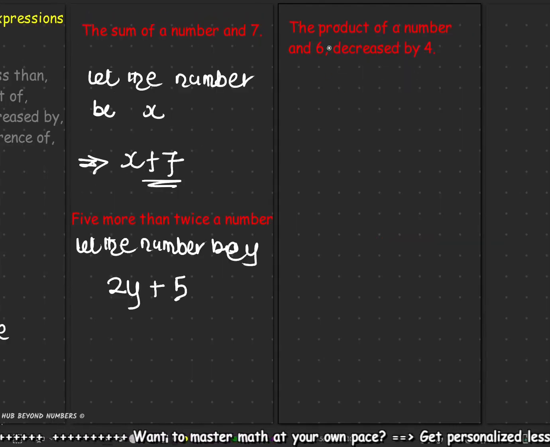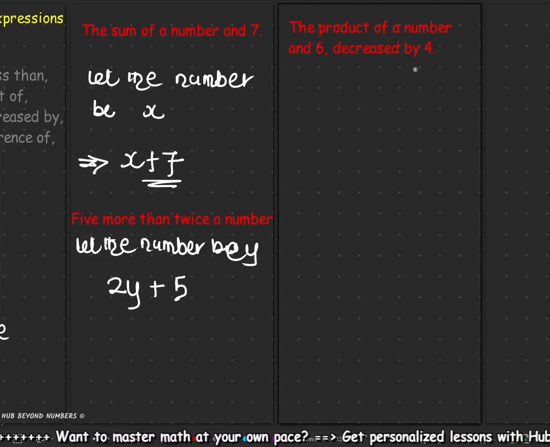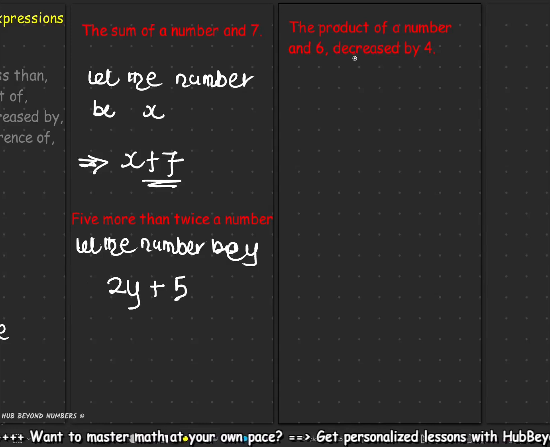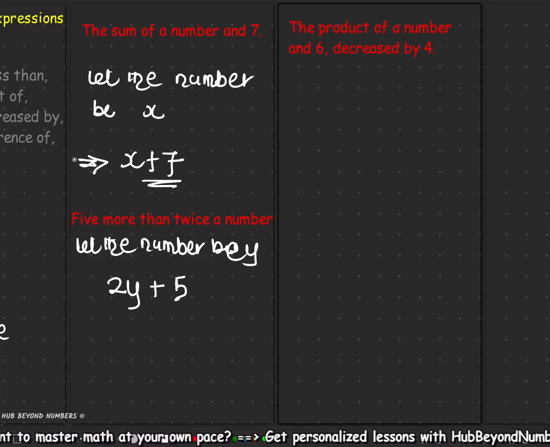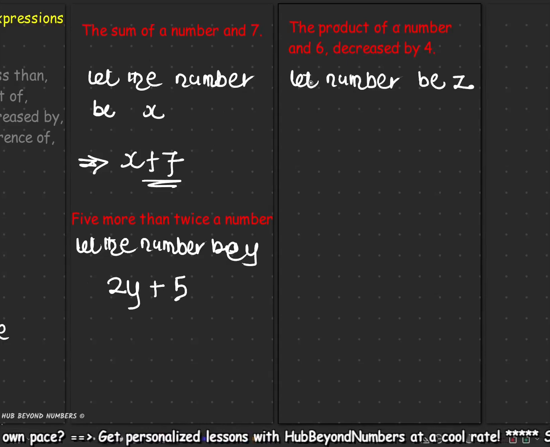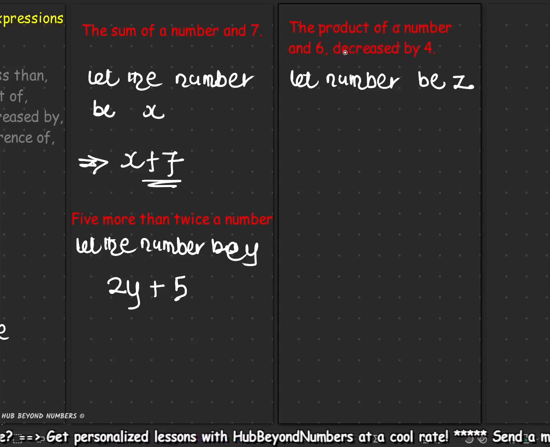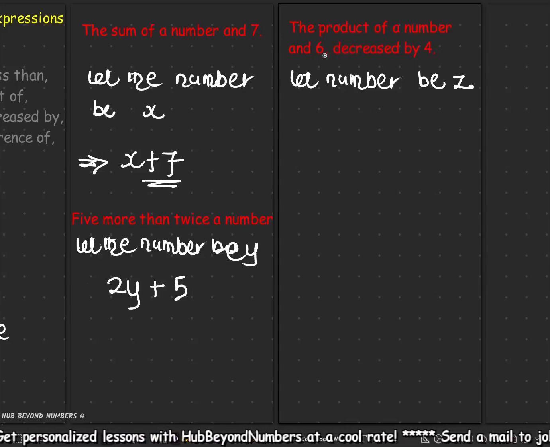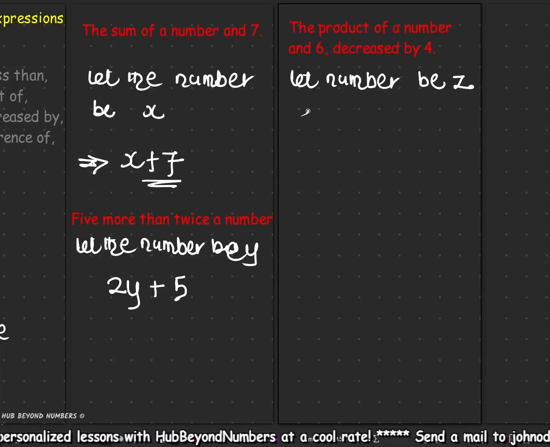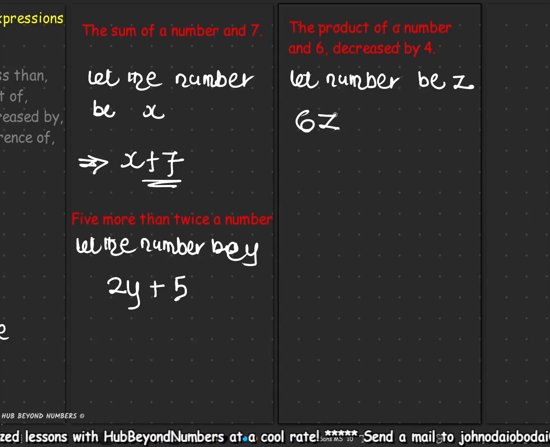Okay, let's take another example. It says the product of a number and 6 increased by 2. So we first let the number be a variable. We let the number be z. Now the product of the number, product means what? Multiplication. So we are going to multiply the number by 6. That is 6z. This is the product of the number and 6.